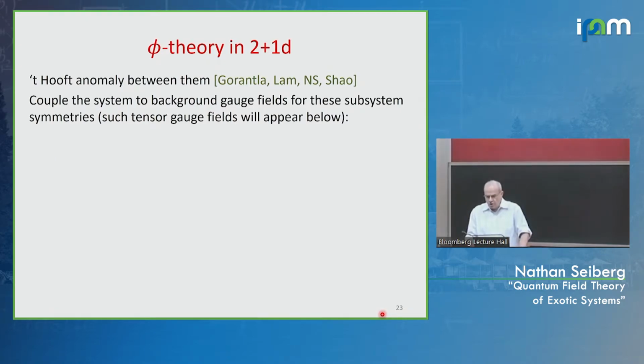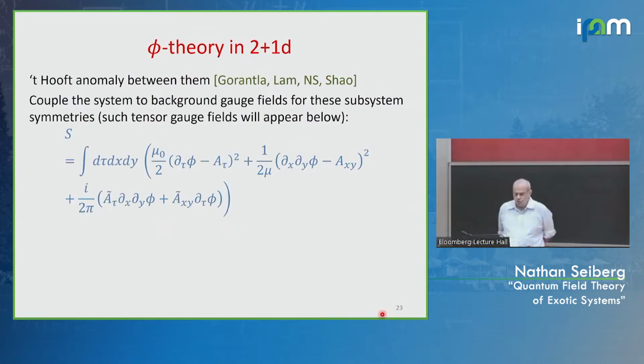So we had a Lagrangian in the continuum, and we would like to couple it to background fields. And this is very similar to what we did last time. First, for the momentum symmetry, I'm shifting phi dot by a tau, and I'm shifting dx dy phi by axy. So I'm introducing 2 background fields, axy and a tau. And I take the kinetic term, this is going to be invariant, and this is going to be invariant.